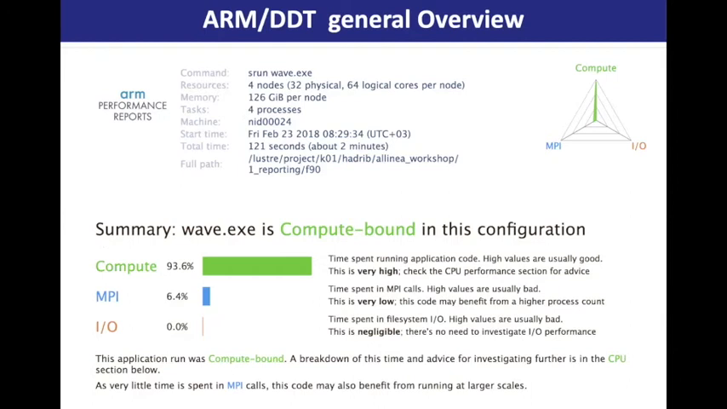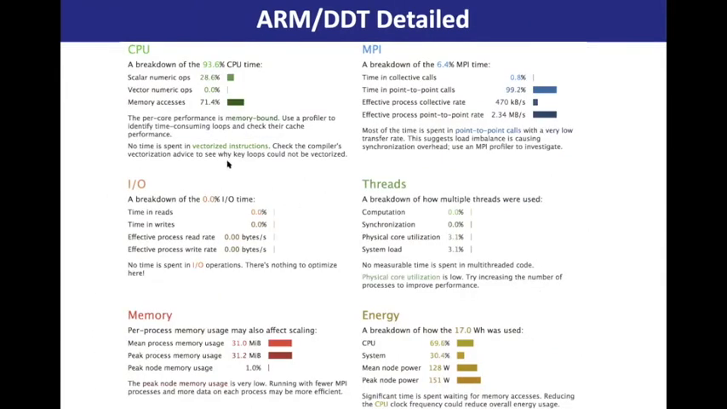And you can see my code is mainly, okay, good. It's mainly compute bound, and only the communication is 6%. And here it gives me advice. Oh, this is like, probably I need to vectorize it. Or the IO, I don't have an IO, it's good. Here the memory usage is low, so I can improve it. Energy is quite good, and so on.